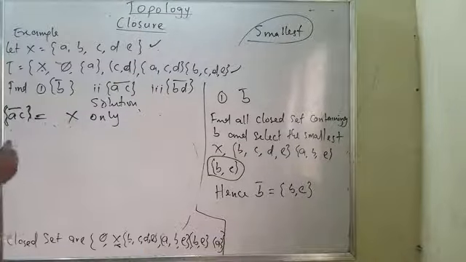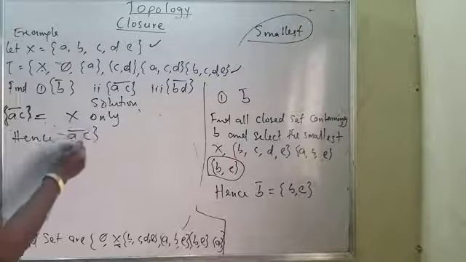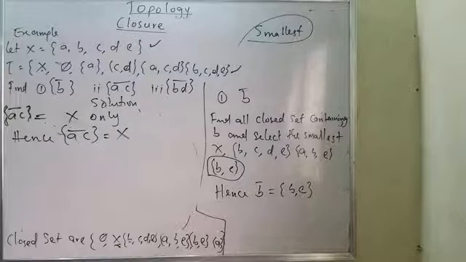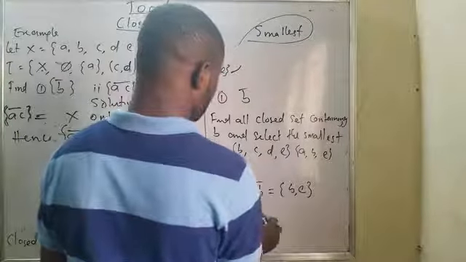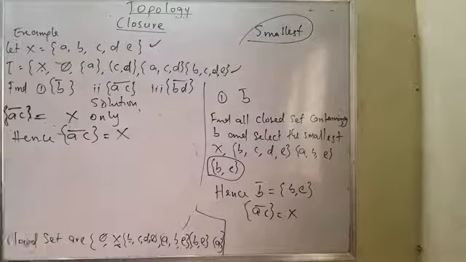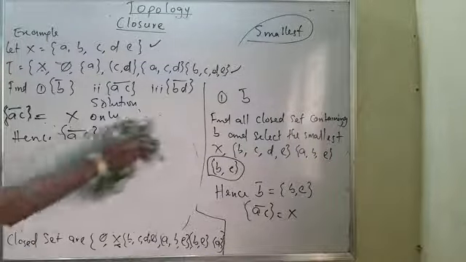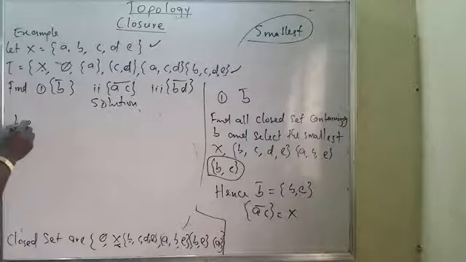Now, it means AC closure equals X. That is my answer. AC closure is X. Now, the last part, which I need to work on, is BD. I'll be finding BD closure.